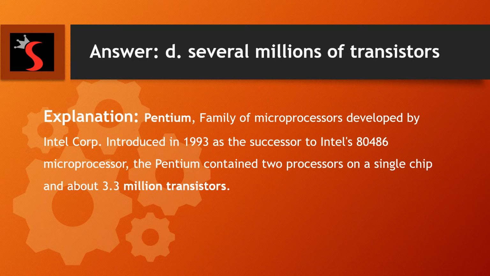Several millions of transistors. Explanation: Pentium, a family of microprocessors developed by Intel Corporation, was introduced in 1993 as the successor to Intel's 80486 microprocessor. The Pentium contained two processors on a single chip and about 3.3 million transistors.